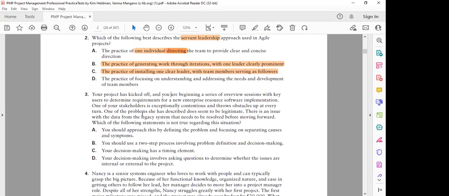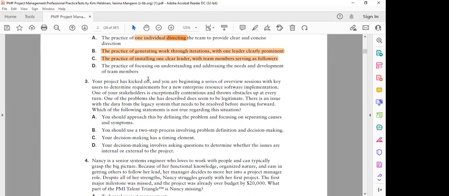Okay. So question number 3. Your project has kicked off. You are beginning a series of sessions to determine requirements. One of your stakeholders is exceptionally contentious and throws obstacles, a resistant stakeholder, right? One of the problems she has described does seem to be legitimate. There is an issue with the data from the legacy systems that needs to be resolved before moving forward. Which statement is not true regarding this situation?